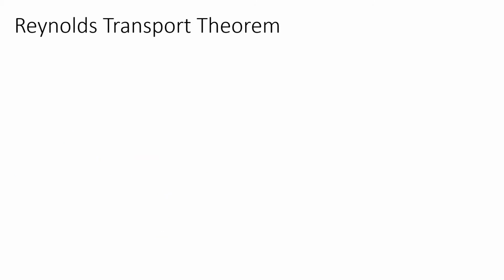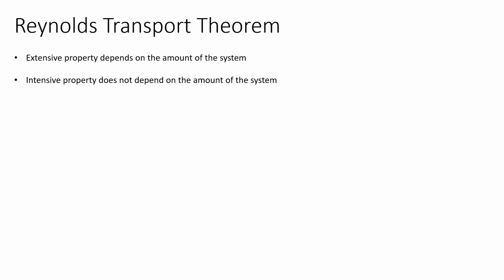So after the material derivative, we derived the Reynolds transport theorem, and the Reynolds transport theorem deals with the extensive and intensive properties of our system. And again, I'm going to repeat that by system we mean our fluid. An extensive property depends on the amount of the system, meaning it depends on the mass, and it is normally represented with a capital B.